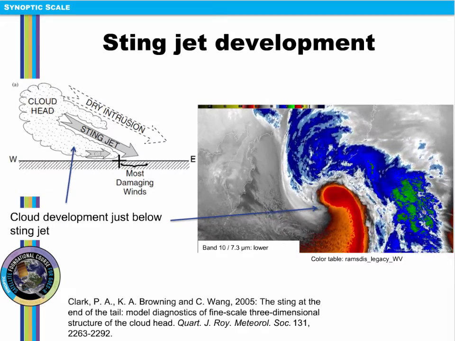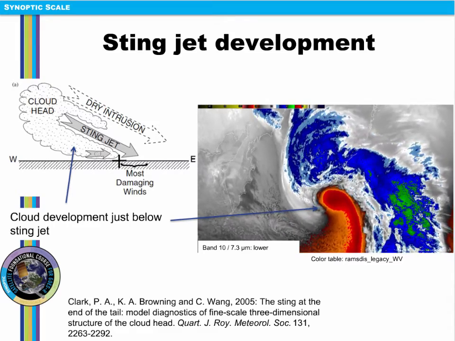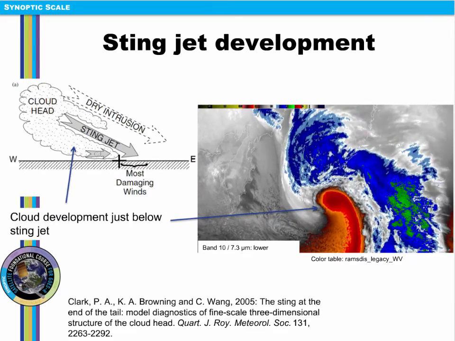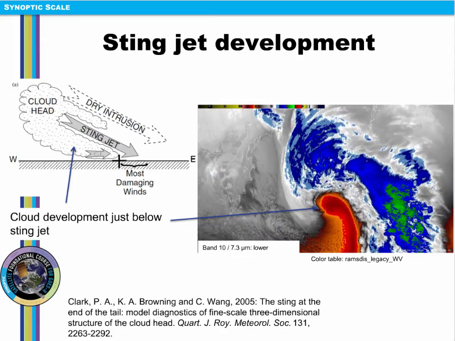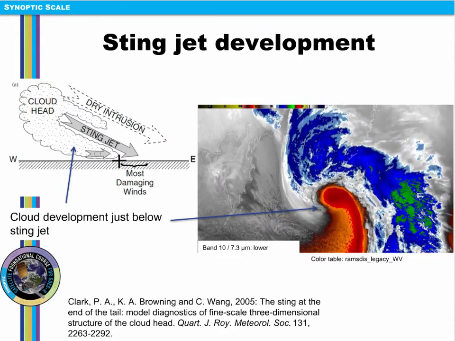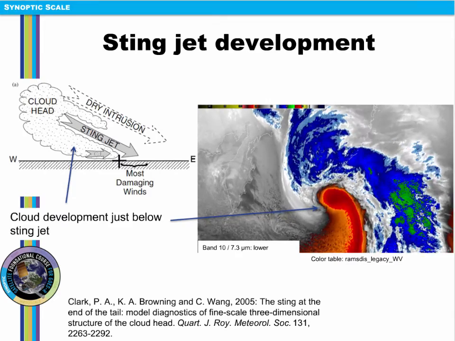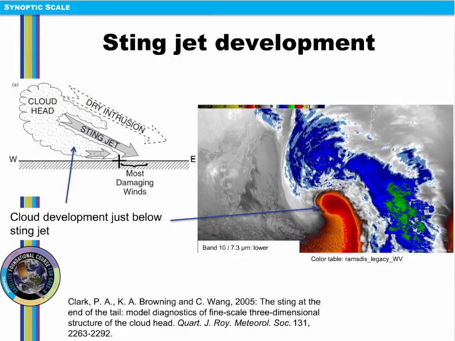In this loop of the 7.3 micron lower level water vapor imagery, note the early development of clouds where the sting jet initiates. The clouds we observe in the imagery develop just below the sting jet in a way depicted in this conceptual diagram from Clark and others. Note that the strongest winds are ahead of the banded cloud head within the sting jet, which descends from mid-levels.